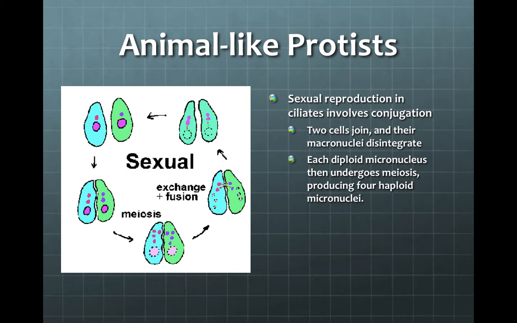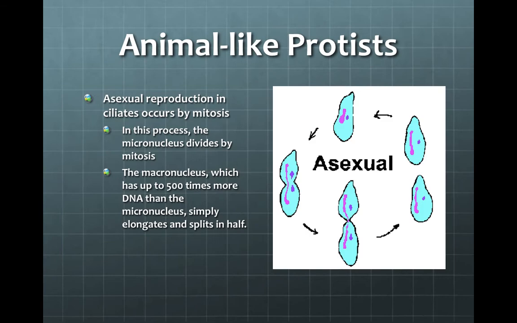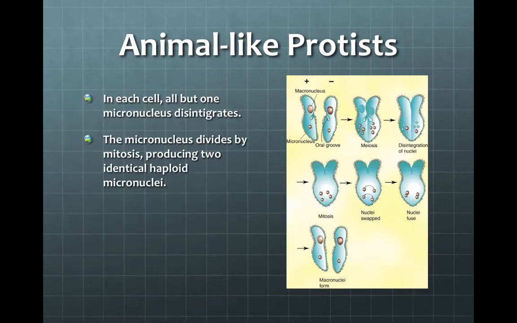Make sure you're reading all this. Read this section. You can tell this is really confusing. In each cell, all but one micronucleus disintegrates. The micronucleus divides by mitosis, producing 2 identical haploid micronuclei. So you've got everything here, and you can see where it's going to divide.